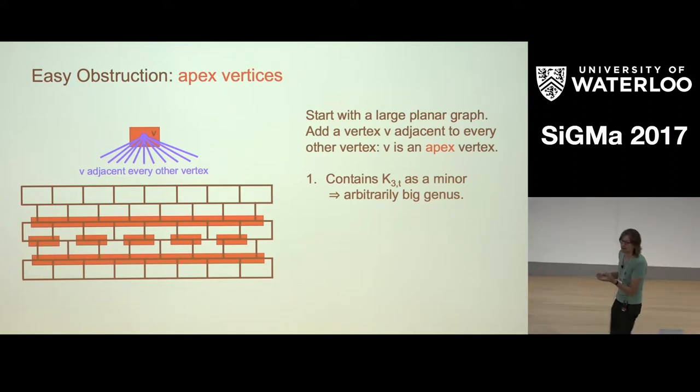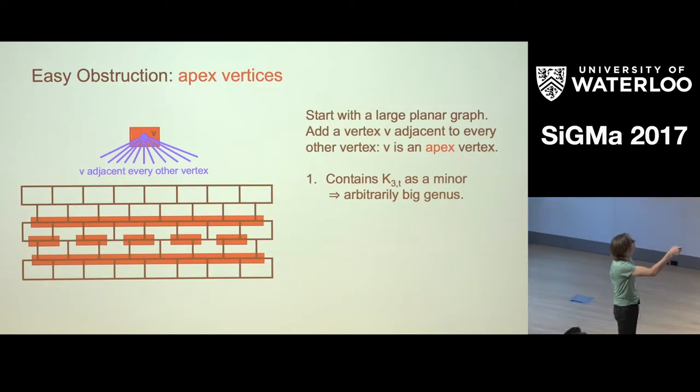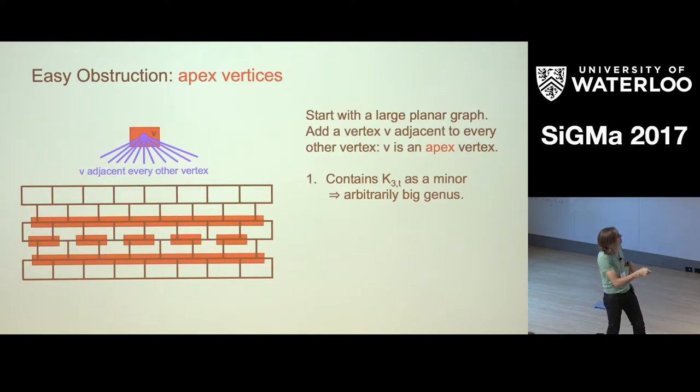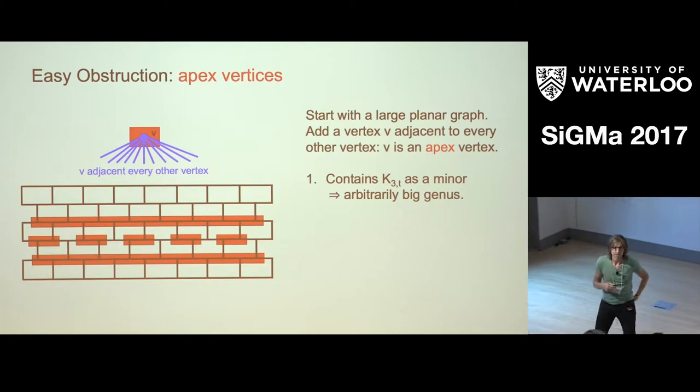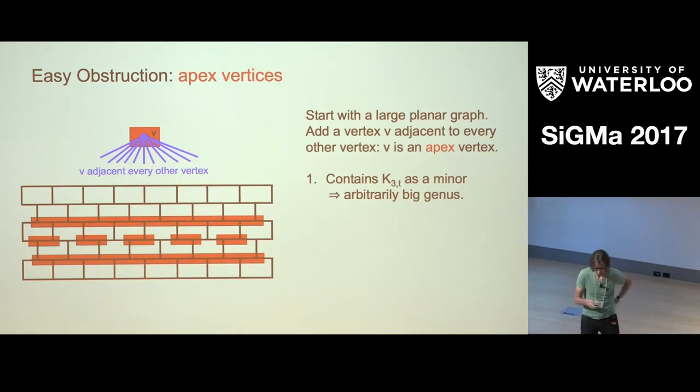So first off, it's easy to find a big K_{3,t} minor inside this graph, right? So I need three bags. One is just consisting of v. And then the other two are these long strips here. Sorry, I didn't say, when I'm talking about these X sub v in the definition of minors, I call them the bags of the minor, these connected sets that I have. So I have three connected sets here and then another bunch of smaller connected sets here that send an edge to every one of the three big sets, right? So I have a K_{3,t} minor. And so what does that mean? This graph must have arbitrarily big genus as I make the planar graph bigger and bigger.